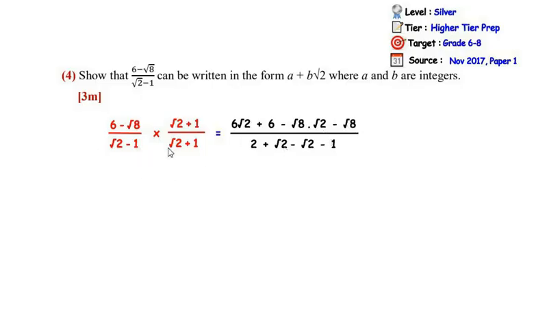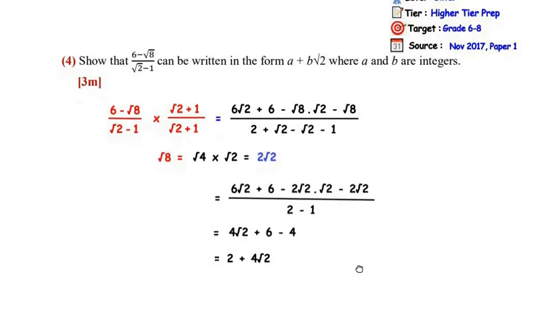Divided by, now multiplying the denominators, we get root 2 times root 2 as 2. Root 2 times plus 1 is plus root 2. Minus 1 times root 2 is minus root 2. And minus of plus is minus. 1 times 1 is 1.